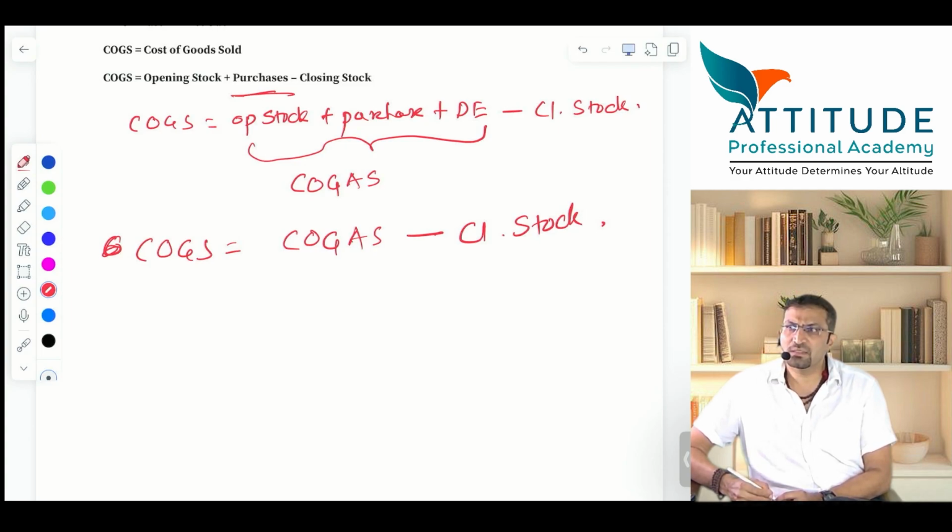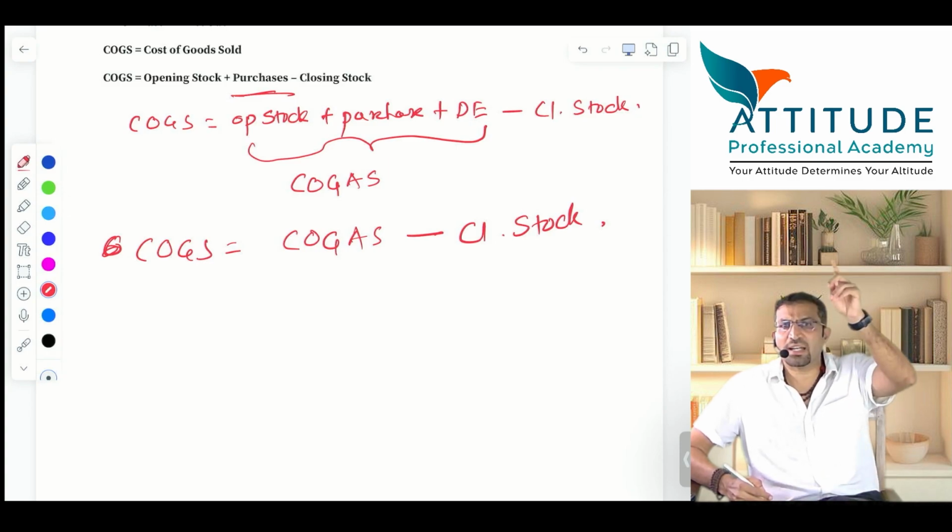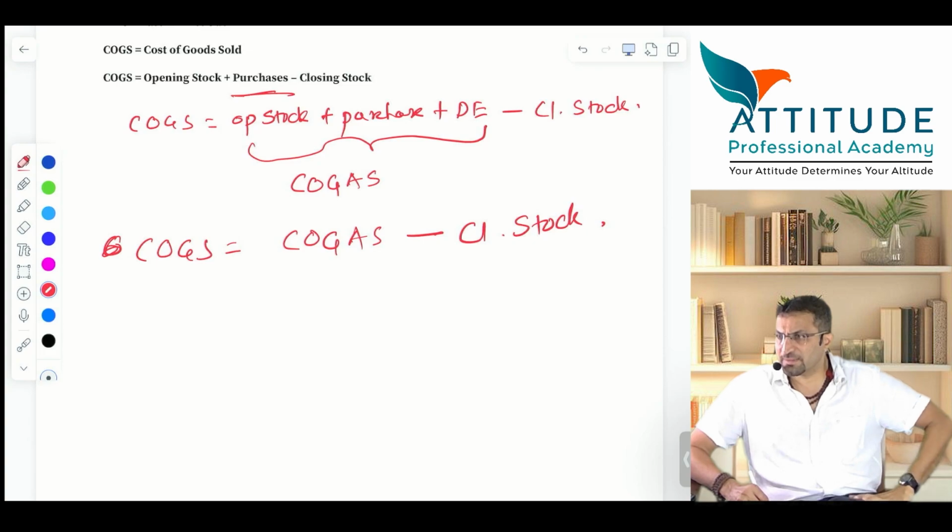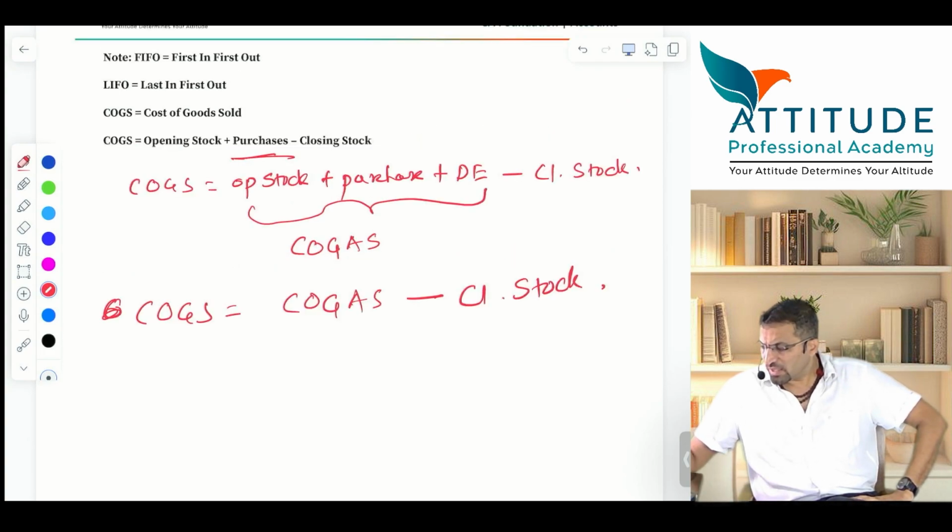Shall we proceed? Yes? Okay, now I'll ask you another question. Please answer this. Have you taken the formula? Now have a look at it.